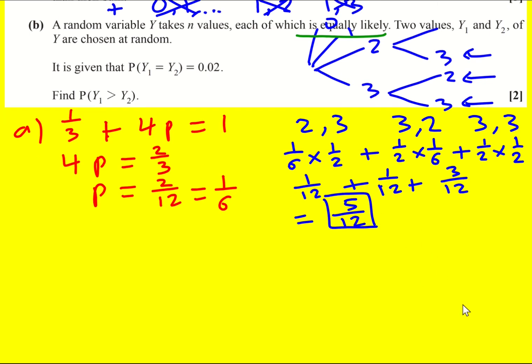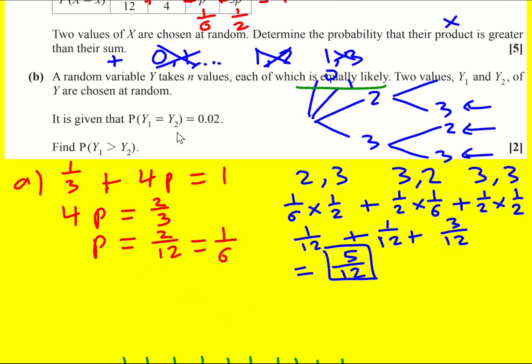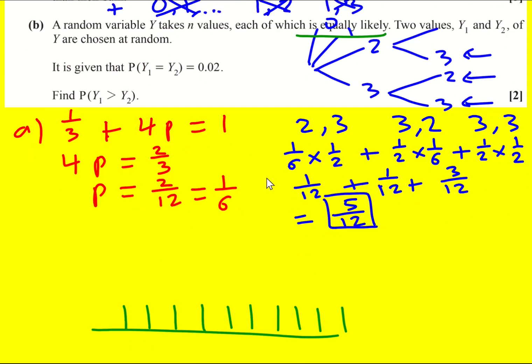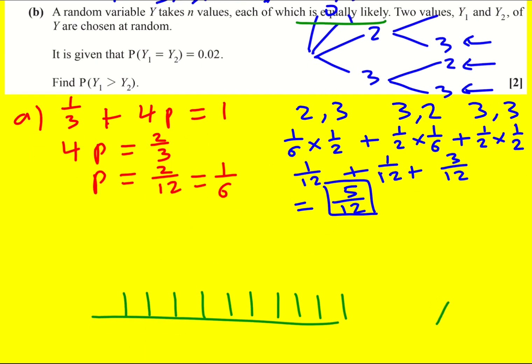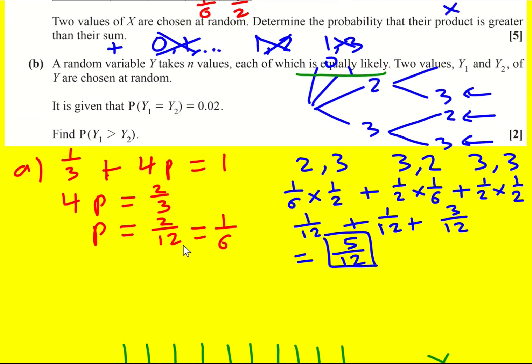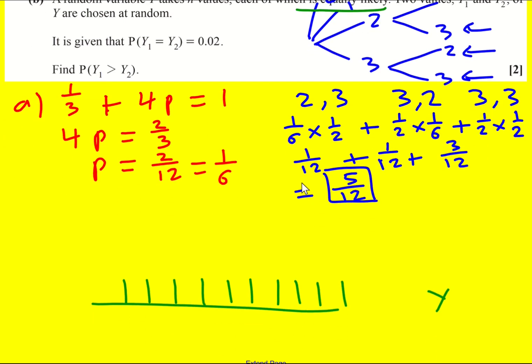Okay, let's just think about this. So we have some sort of distribution, n lots, and I'm actually just drawing lines going up. They're equally likely. Here we go. And then I'm picking two values. This is just a distribution of y. I think I've done that. Okay, I'm just trying to illustrate the main idea. So the probability of me getting the same value is 0.02.